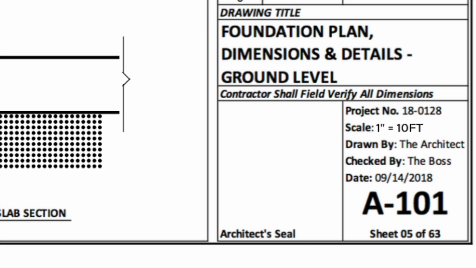You can see this drawing was drawn by the architect and checked by the boss, as they often are. And the architect originally drew this drawing on September 14th, 2018. Now, it's worth noting that drawing A101 is only sheet 5 of 63 in the entire drawing set for the Cardanza's property, which suggests, as you can imagine, that there are many, many drawings, 63 in fact, that depict all of the details necessary to design this house in its entirety.